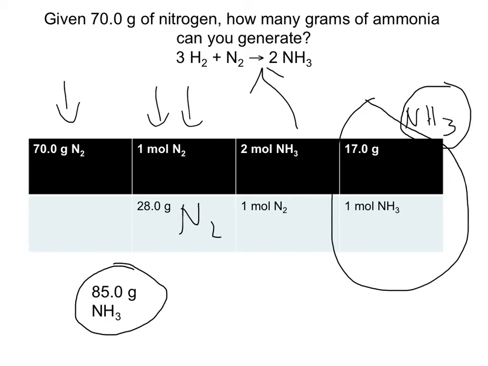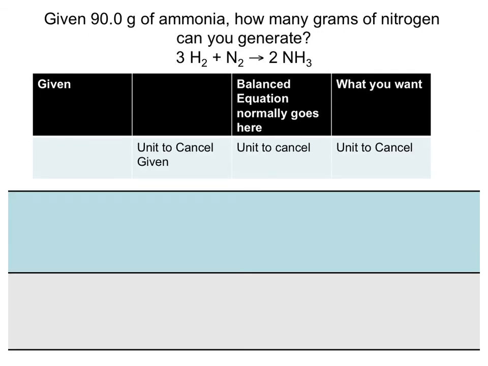Now what I'm going to do is do 2 additional problems with the same equation, and this is where we're actually going to start in class when we start talking about this topic. All right, so for this problem, we have 90 grams of ammonia. That is going to be my given, 90 grams of ammonia.